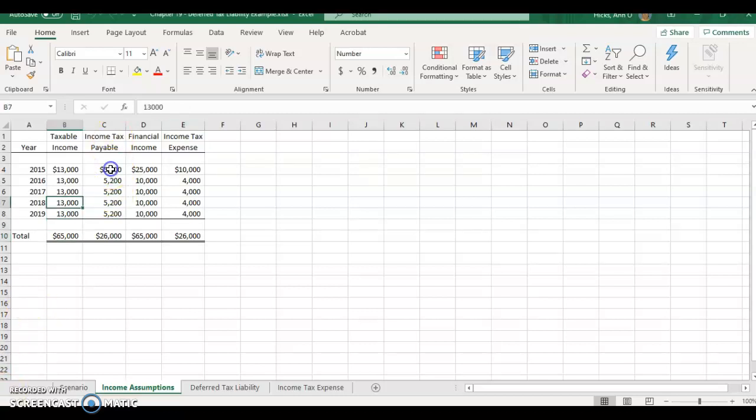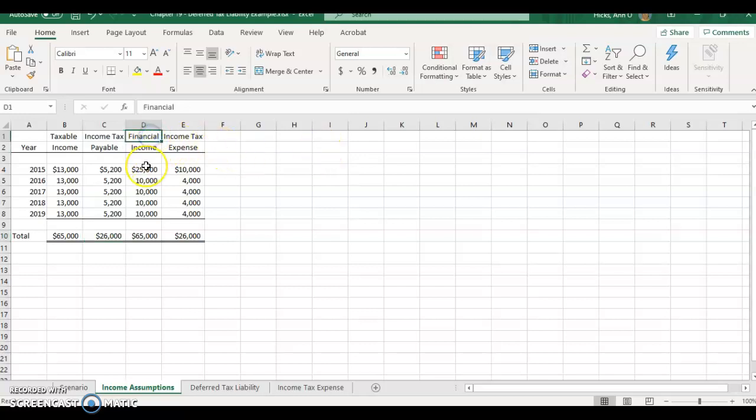The income tax payable column represents what we actually are going to have to pay to the IRS, and it is merely a calculation of the taxable income for the year times our tax rate of 40%. And so you'll see every year for the 5-year period, we're going to pay to the IRS $5,200 for a total of $26,000 over that time period.